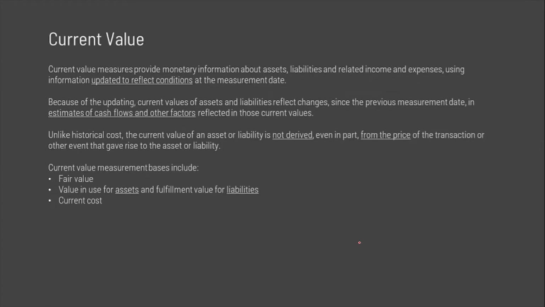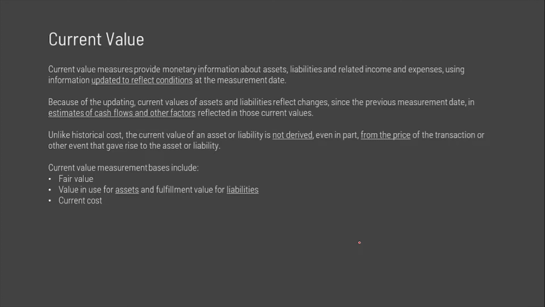So for the current value, again, you have three measurement bases. You have your fair value, value in use, and fulfillment value, as well as current cost. First, current value means measures reflect changes in values at the measurement date. Unlike historical cost, current value is not derived from the price of the transaction or other event that gave rise to the asset or liability.